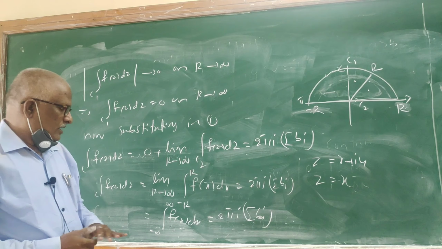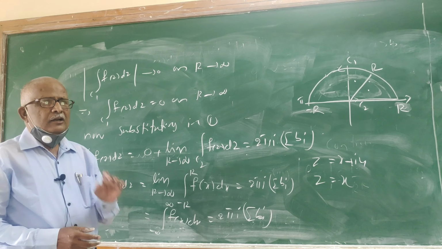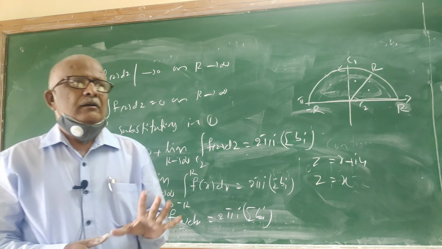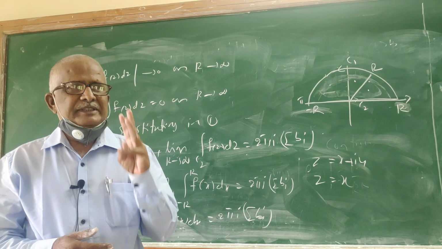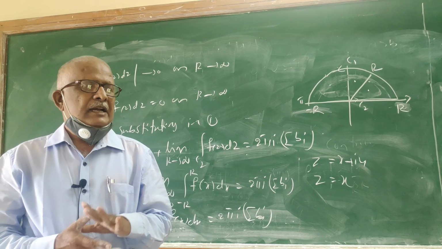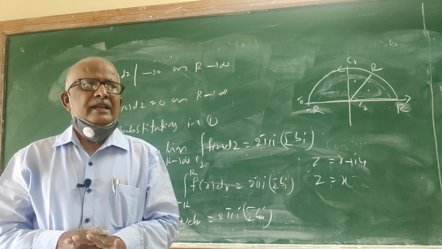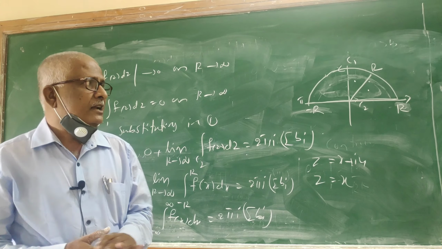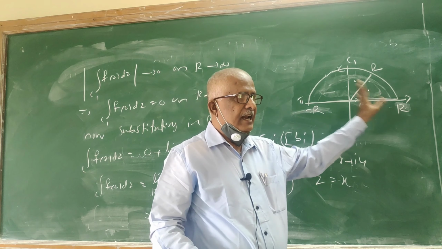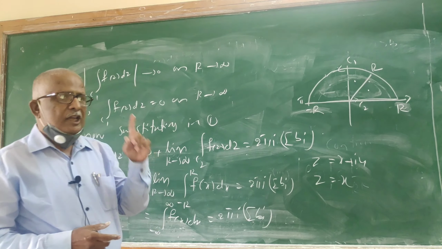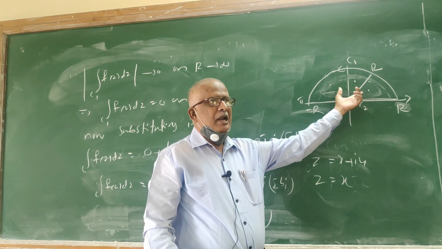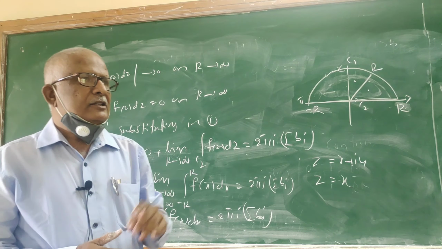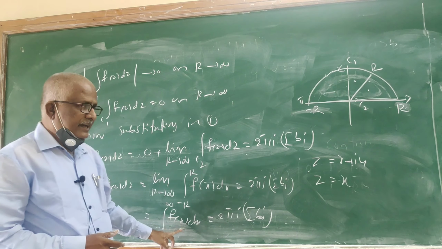Here, in the evaluation of real line integrals of this type, Jordan's lemma plays a vital role. The most important thing is, to apply Jordan's lemma, f of z must respect three conditions. One is, in the upper half of the z plane, there may be some number of poles. Second, there are no poles on the x axis or real axis. And third, f of z must be bounded in the upper half of the z plane. If so, then we are able to apply Jordan's lemma to evaluate these real line integrals.